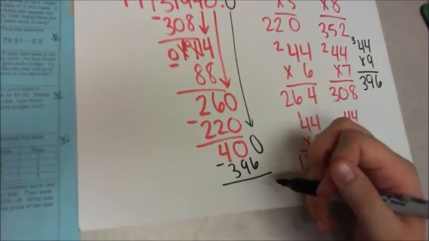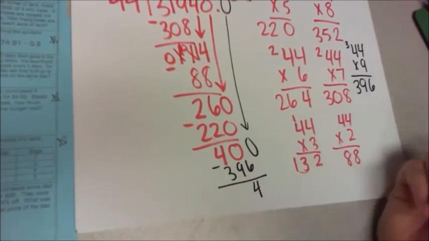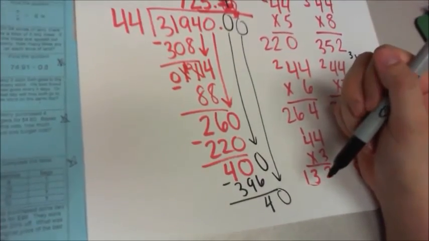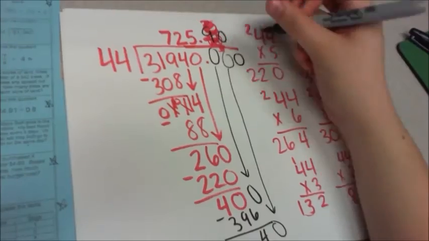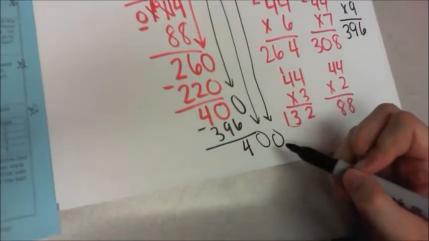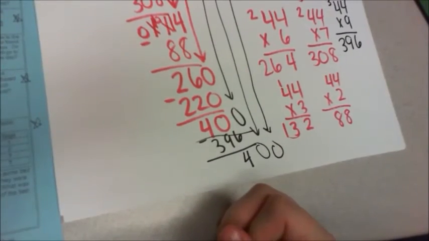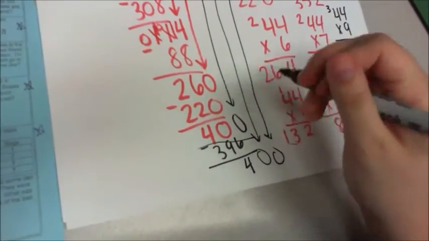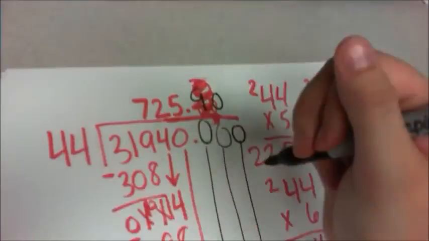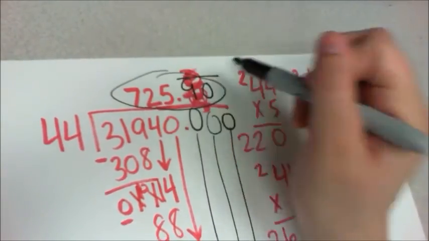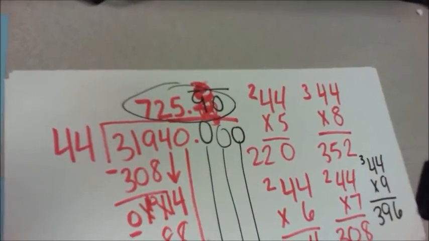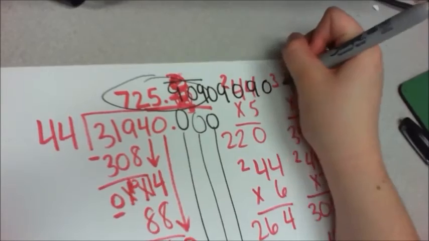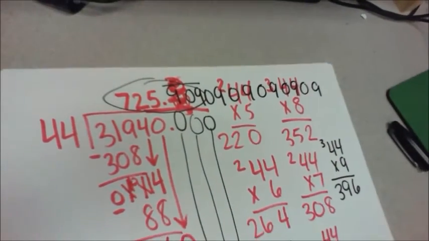Subtract. Well, 96 is only 4 away from 100, so 4. Bring down a 0. 44 cannot go into 40, so we need to put a 0 here and bring down another 0. 400 is what we had before, which means we're going to have a repeating decimal. We're going to keep having to subtract by 396 and keep having to bring down more zeros forever and ever and ever. So our final answer we can say is 725 and 9 hundredths repeating, or 90 hundredths repeating, or 9 tenths. It's going to repeat forever and ever and ever.